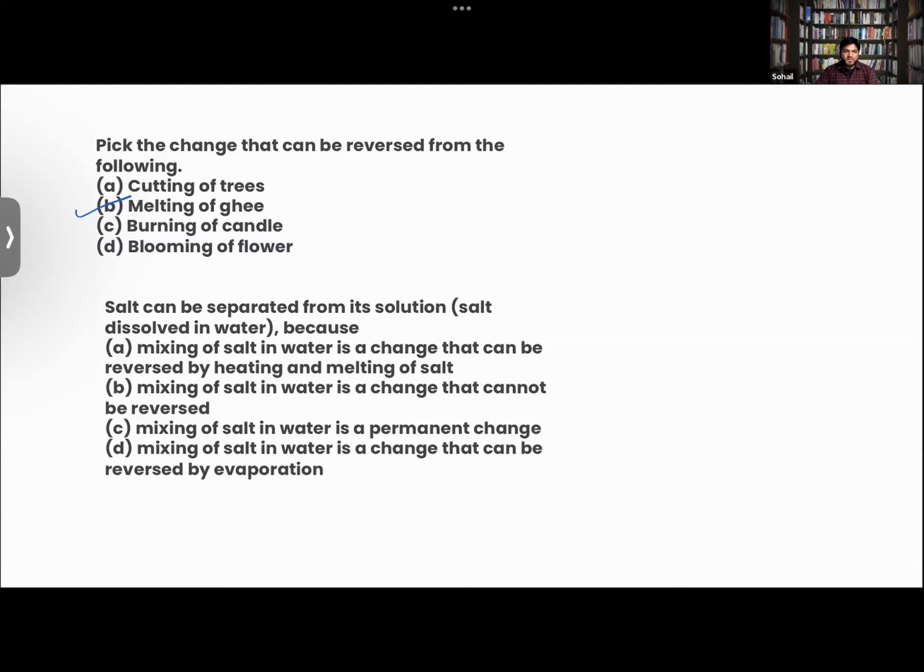See, basically, in the first option, it is saying that mixing of salt in water is a change that can be reversed. So far, it was true. Further, after reverse, it says by heating and melting of salt. So you are not directly heating and melting the salt, but you are heating the salt solution now. Getting it? Also, you have seen that at the seashore many people do salt cultivation, salt farming basically करते हैं, salt इकट्ठा करते हैं.